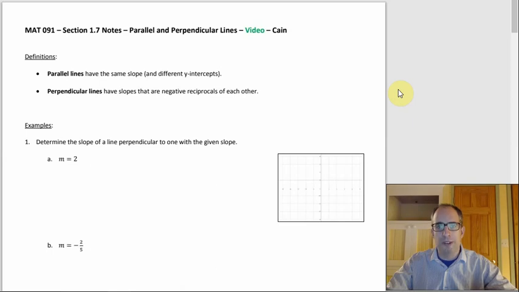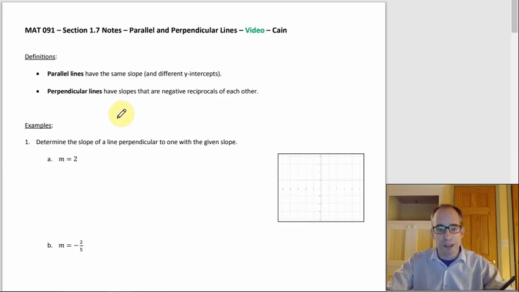Section 1.7 has one big concept that breaks down to two pieces. Basically, it's that if you have a line and you want to figure out another line that's going to be parallel to it or perpendicular to it going through some specified point, the thing that you have to focus on is slope. So two parallel lines are going to have the same slope, although they'd have to have different y-intercepts because lines with the same slope and the same y-intercept would be the same line. But the important thing is two parallel lines have the same slope.